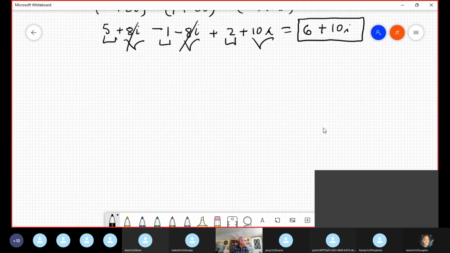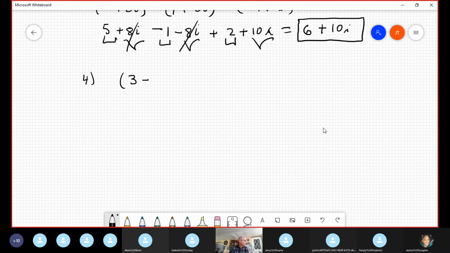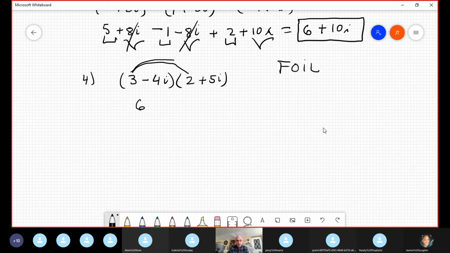Let's move on to number 4. Number 4 is multiplication. 3 minus 4i times 2 plus 5i. Yes, in this case, multiplication. We use FOIL. 3 times 2 is 6. 3 times 5i is 15i. Negative 4i times 2 is negative 8i.